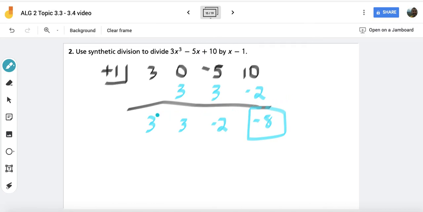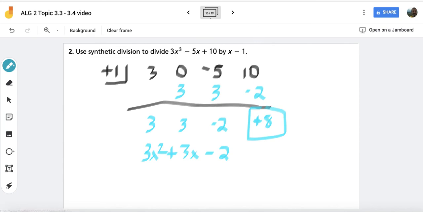Okay, going back. Let's see what we have here. Oh, I messed that up. That's not negative 8, that's positive 8. Good catch. Hope you caught that. This becomes 3, because it's 3 terms, it's 3x squared plus 3x minus 2 with a remainder of 8.